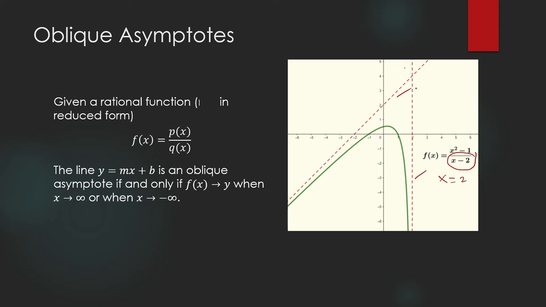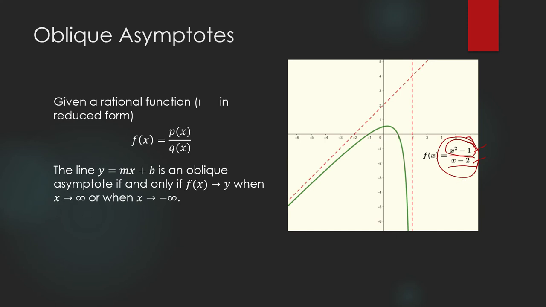This one is the oblique asymptote, and the equation of this asymptote is y equals x plus 2. The slope is 1 and the y-intercept is 2. An oblique asymptote arises when the degree of your numerator is greater than the degree of your denominator, and in particular when it is greater by 1. So this one is a degree 2 function. This one is a degree 1 function. So the difference is 1.